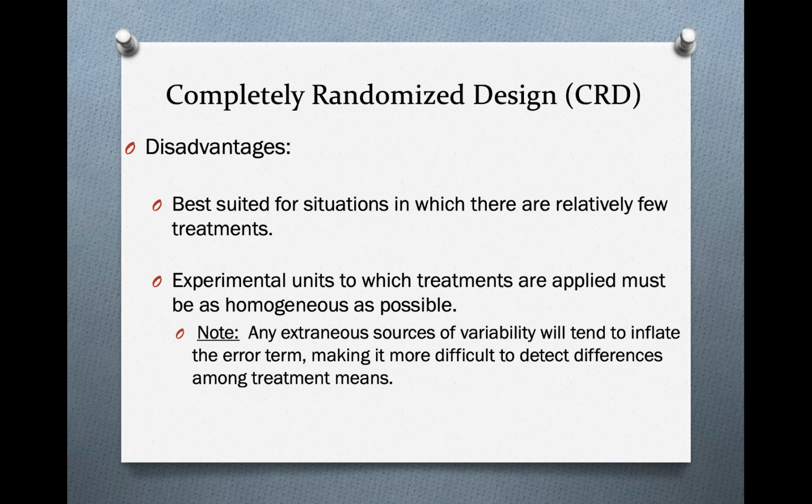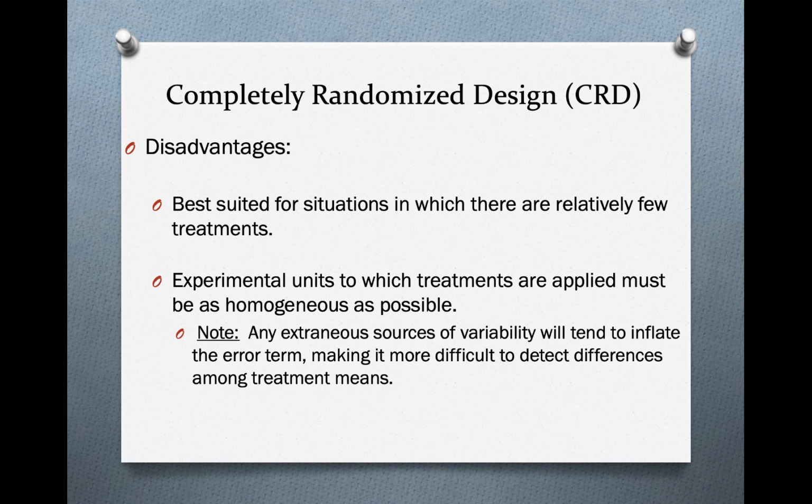Another disadvantage is that the experimental units to which the treatments are applied have to be as homogeneous as possible. So that means that in the context of the cattle mineral study, where grazing location is our treatment, but our experimental unit is the individual cow, those individual cows at each grazing location must be as close to the same as possible. And so they have to be of the same breed base, the same physiological age, the same maturity, and eating the same grasses.